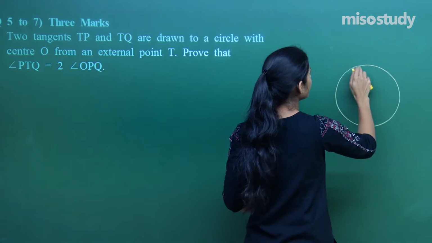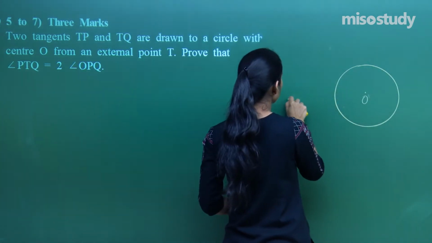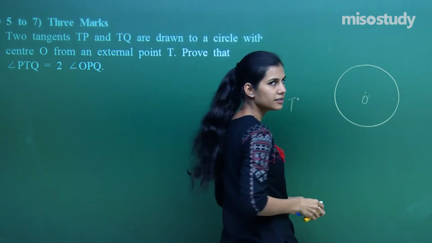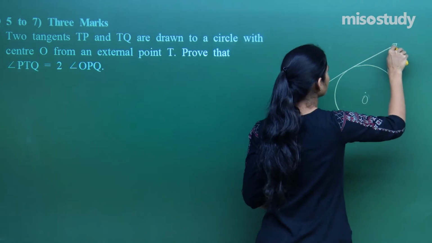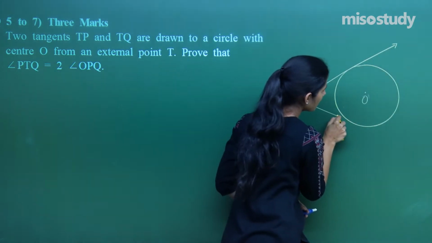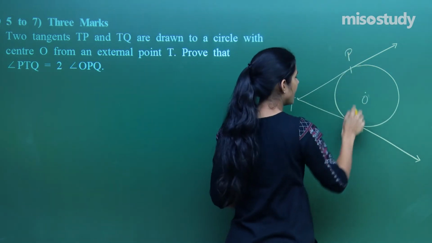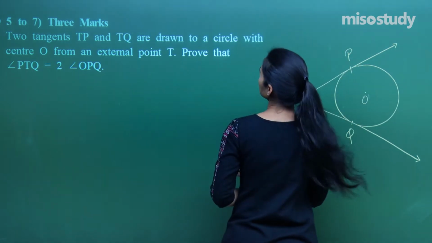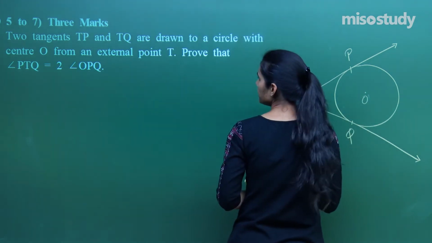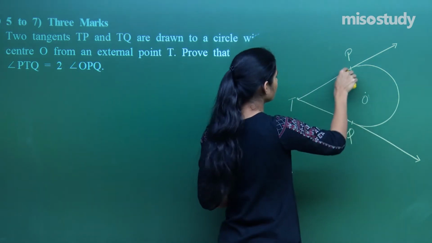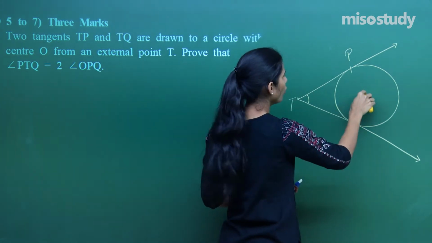The circle is there with center O. The external point is point T, say, and there are two tangents drawn. One is this and another is this, TP and TQ. With center O from an external point T, prove that angle PTQ, this angle, is twice of angle OPQ.